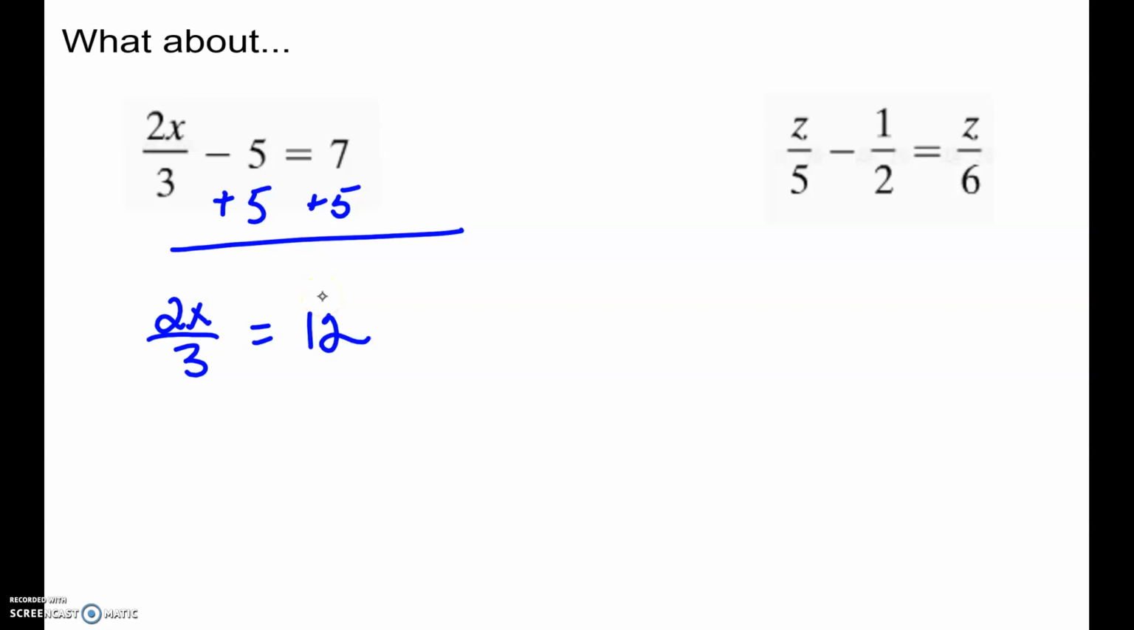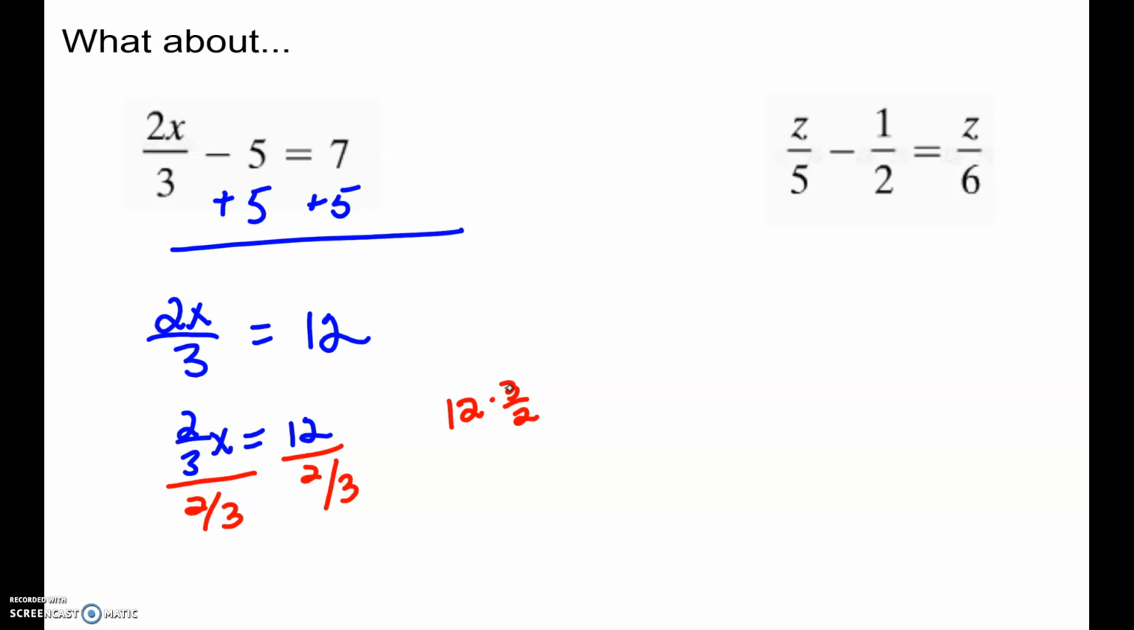Now, 2x over 3 is really the same as 2/3 x. Well, 2/3 x means I am multiplying, so to undo it, I need to divide both sides by 2/3. Some of you may remember that if you divide by a fraction, you're really multiplying by its reciprocal. So you could work out just on paper 12 times the reciprocal of 2/3, which is 3 over 2. If you're not good with fractions, you're unsure, it's been a while, no problem.